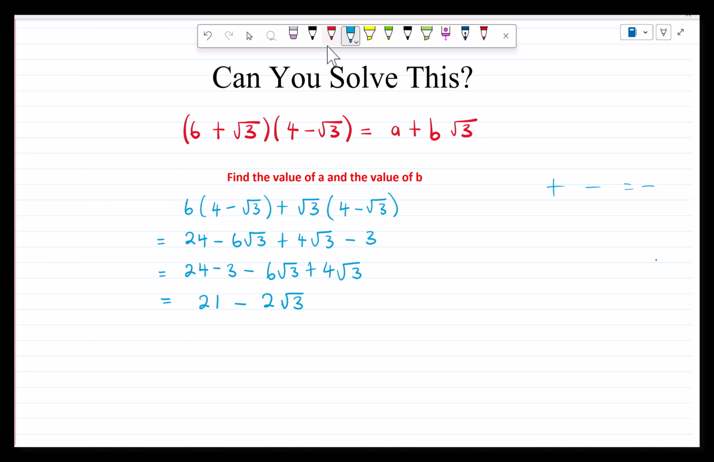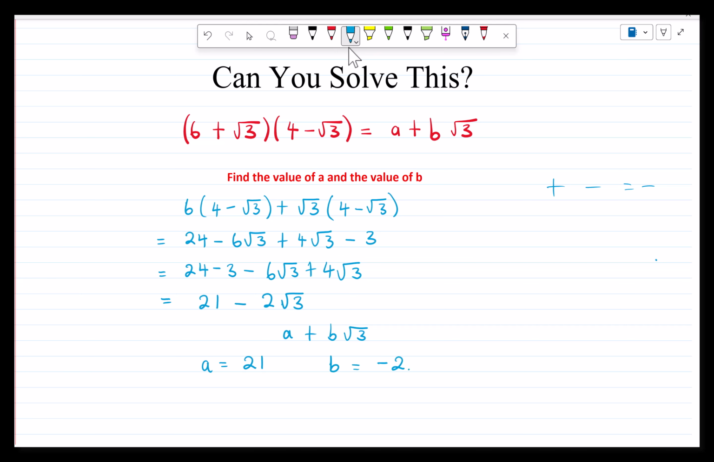So there we have it. We have 21 minus 2 root 3, which is what we get after expanding these two. And our answer is given in the form of A plus B root 3, and we want to find what the value of A is. And already by looking at this, you can see that this is almost similar to what we have right there. However, we have a positive here and we have a negative, so we just need to take note of that. But otherwise, our A is going to be equal to 21 and our B is equal to negative 2.